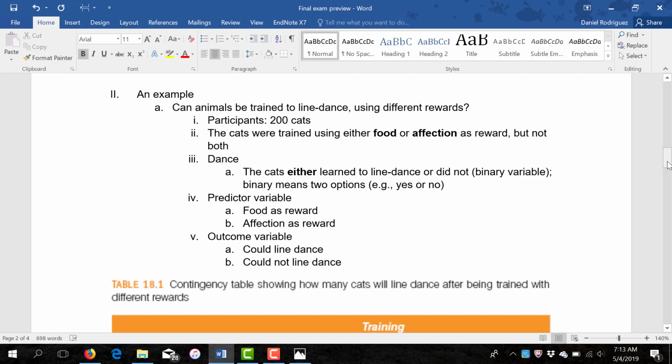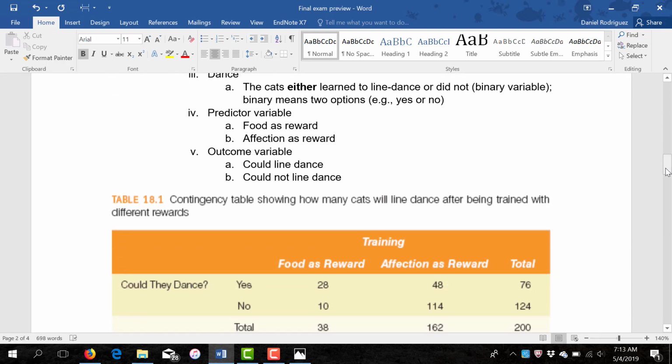Dancing was that the cats either learned how to line dance or did not. So that's your outcome, and this is what we're interested in. Success would be cats learning to line dance, and failure would be cats not learning to line dance. The predictor variable is either food as reward or affection as a reward. So you can imagine this being an experiment where kitty cats were randomly assigned to food as a reward or affection as a reward, and we wanted to see if they could line dance.